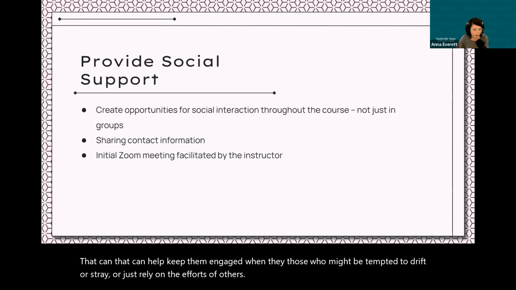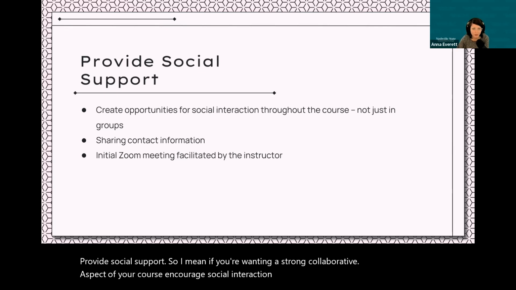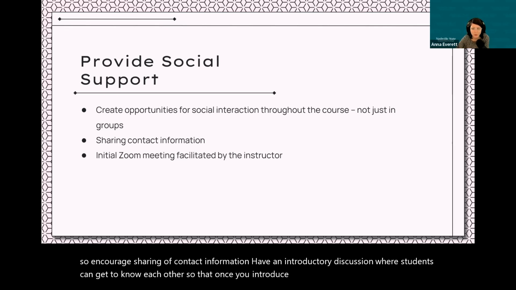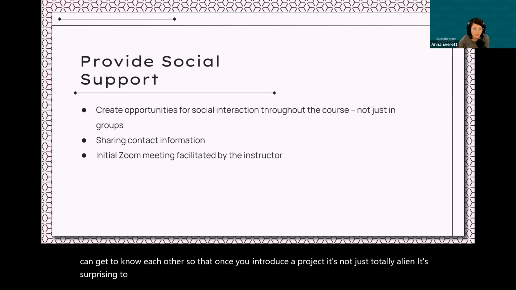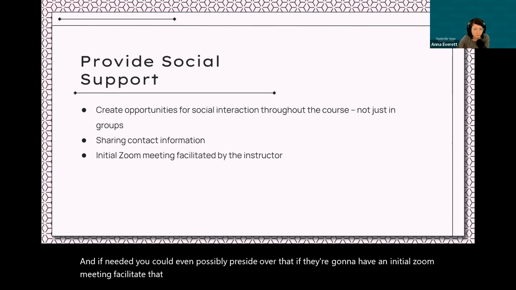Provide social support. If you're wanting a strong collaborative aspect of your course, encourage social interaction throughout the course, not just in groups. So encourage sharing of contact information, have an introductory discussion where students can get to know each other. So that once you introduce a project, it's not just totally alien and surprising to them, and it seems a bit less daunting. They have some sense of who the other people in the class are. And if needed, you could even preside over that if they're going to have an initial Zoom meeting. Facilitate that yourself as the instructor.